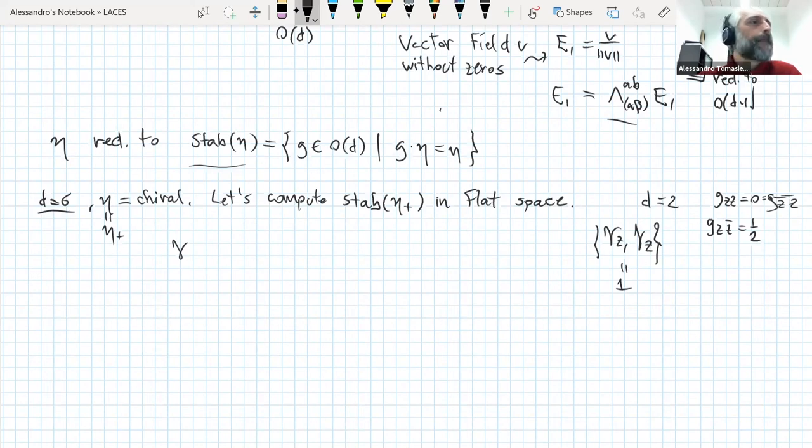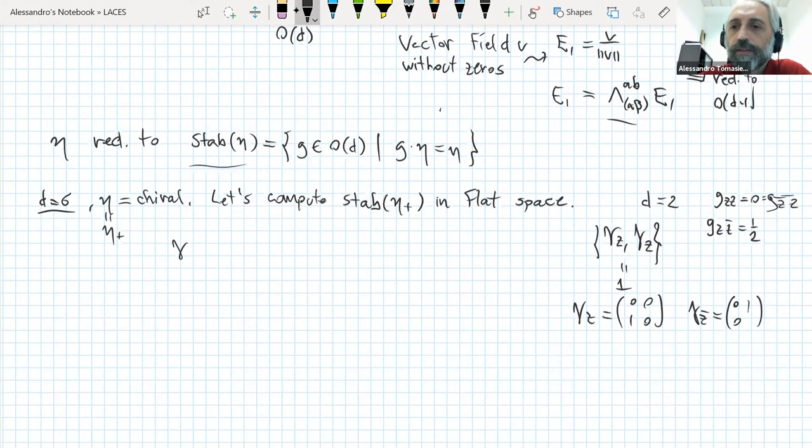So then we can write gamma z to be of this form. Gamma z bar is of this form, and they do what they should.